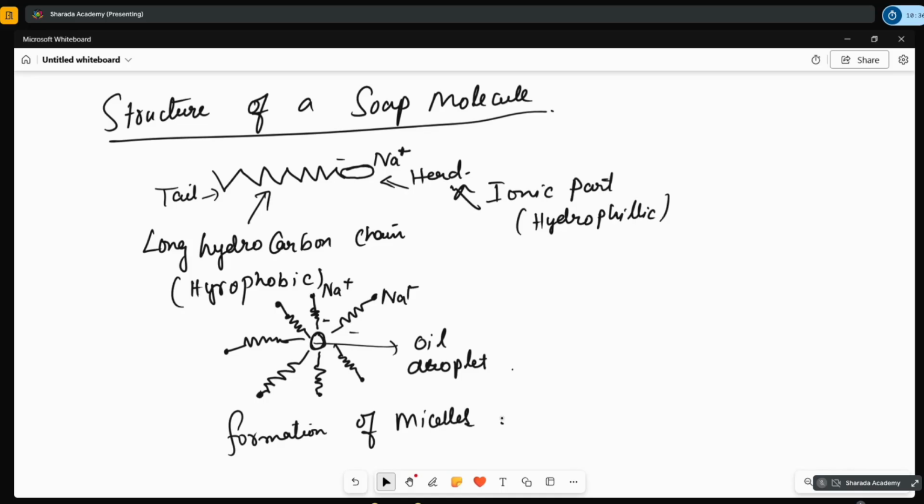Formation of micelles. Okay, structure of soap molecule. A soap molecule will contain a long hydrocarbon chain with the sodium or some ionic compound, right? So the long hydrocarbon chain is hydrophobic in nature, whereas that sodium or any metal, Na plus or any ionic part, will be hydrophilic in nature.